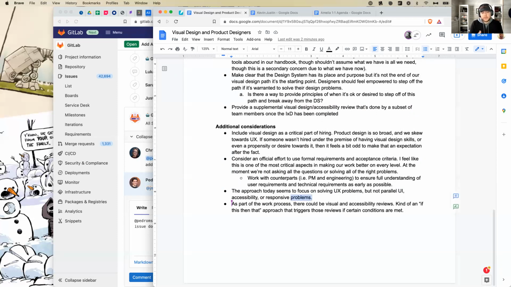Yeah, and I guess this is kind of a stream of thought here, but the approach today, from a UX standpoint, is more about solving UX problems, but not necessarily in parallel the UI, accessibility, or responsive. Those other types of problems aren't always solved at the same time. Right. So, okay, good points. Next one.